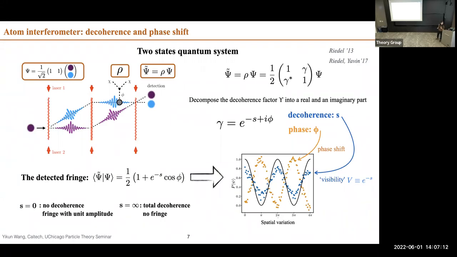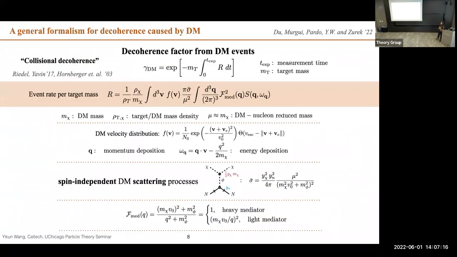Those are our two observables. The next task is, of course, to calculate the S and the phi from our dark matter process. The decoherence factor gamma, which contains both the S and the phi, can be calculated by mapping this system to a well-studied one called collisional decoherence, and that is simply the exponential of your dark matter event rate integrated over time, multiplied by the size of your target.